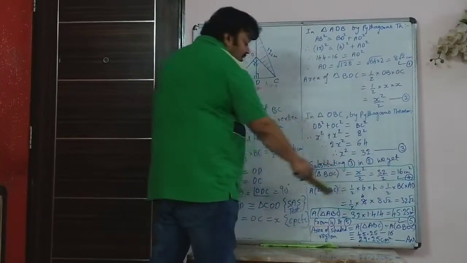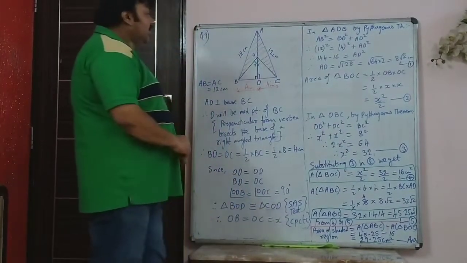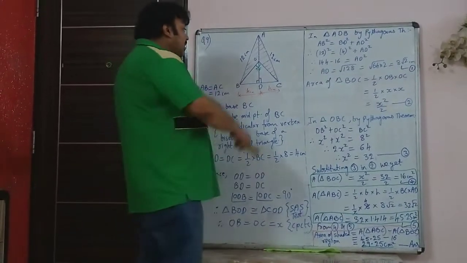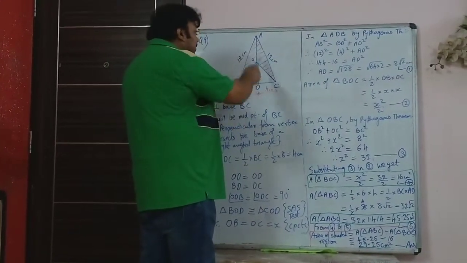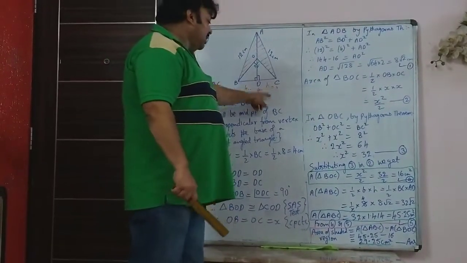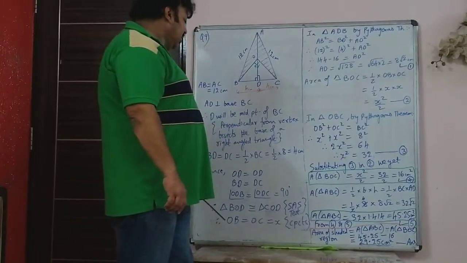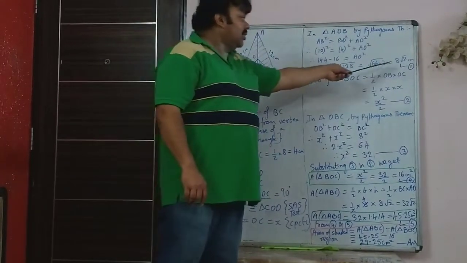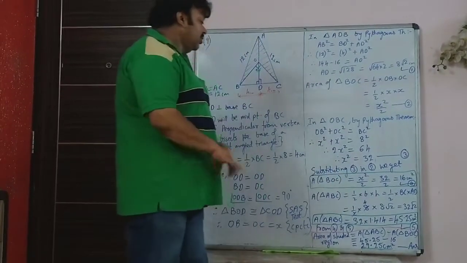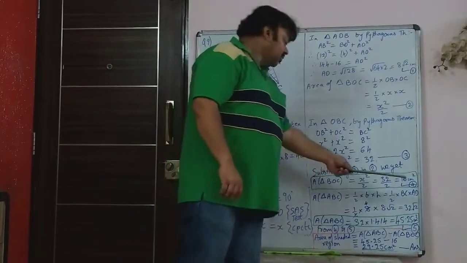Equation number 4 is area of triangle BOC is 16 centimeters squared. Then the big triangle ABC. The big triangle ABC is half base into height. So your base AB is 8 and height AD you have already found by Pythagoras theorem, 8 root 2. So that is written here, height 8 root 2. So 4 into 8 root 2 is 32 root 2.